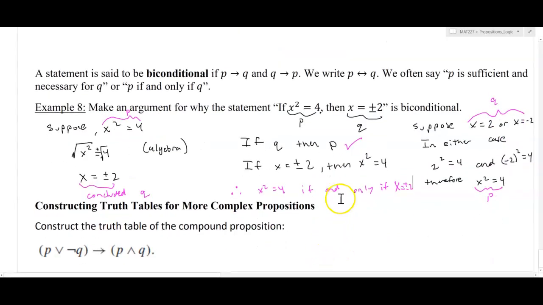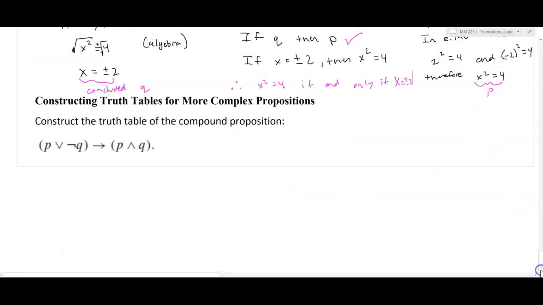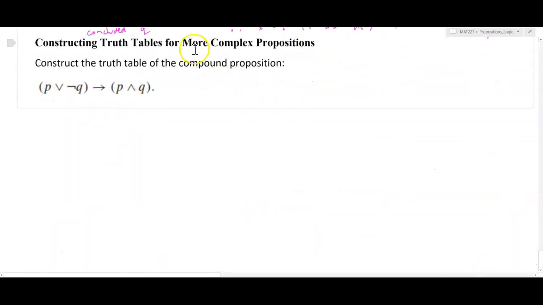All right, let's do one more example and then we'll stop it. Let's take a look at a truth table for a compound proposition. So now we have P and Q are some simple statements, and we want to build the truth table for when this premise and conclusion is true. So we have that if P or not Q, then P and Q.